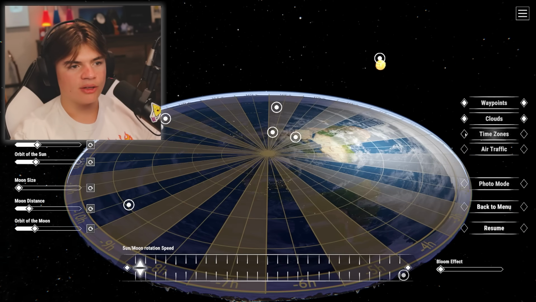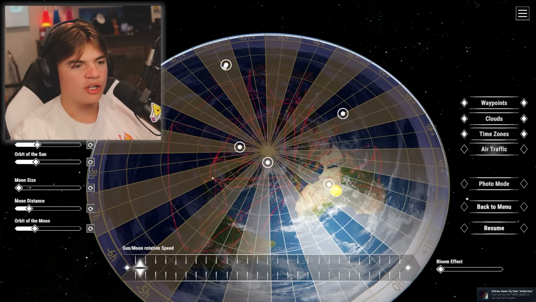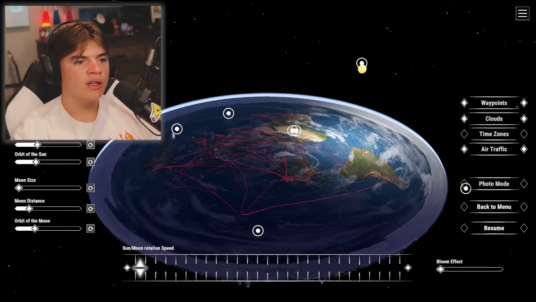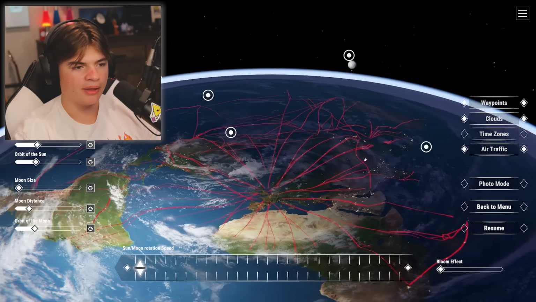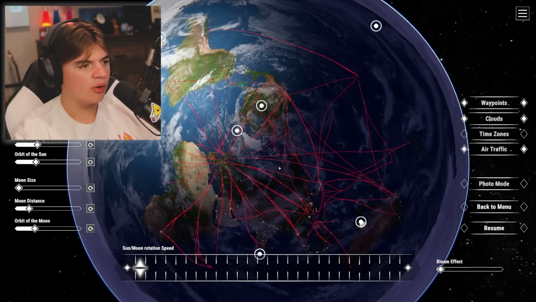Okay, time zones. Yeah, let's turn those on. Okay, so we can see the different time zones, air traffic. So this is showing where the planes fly, I guess. So one of the theories from the flat earth people is that because of the way planes fly, that proves that the earth is flat for some reason. It is a cool theory.